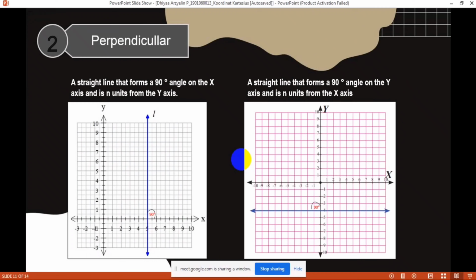Number 2, perpendicular. The left picture, a straight line that forms a 90-degree angle on the x-axis and is n units from the y-axis. The right picture, a straight line that forms a 90-degree angle on the y-axis and is n units from the x-axis.